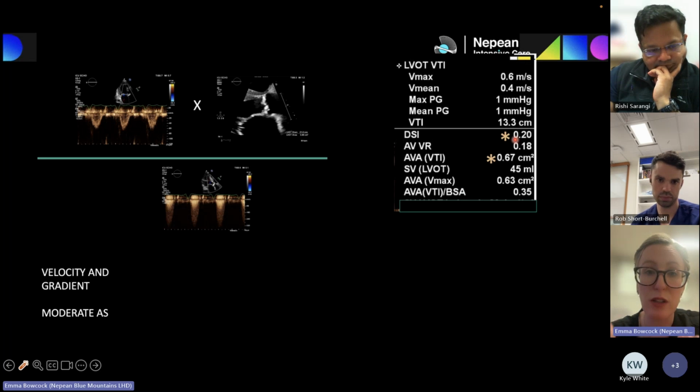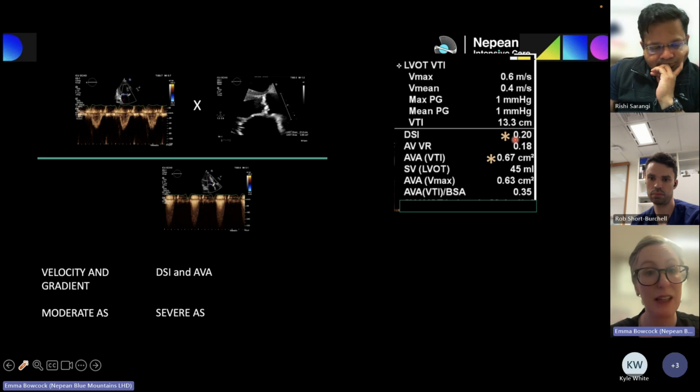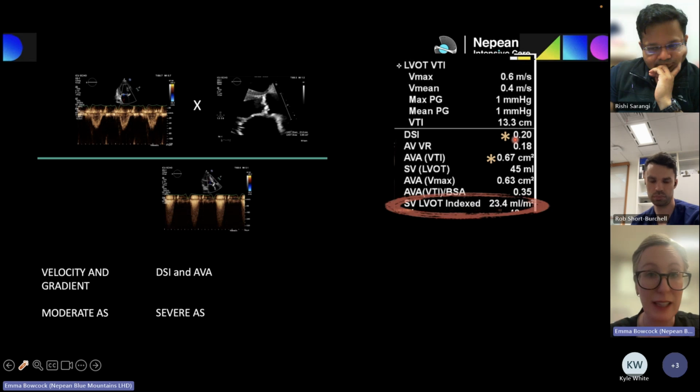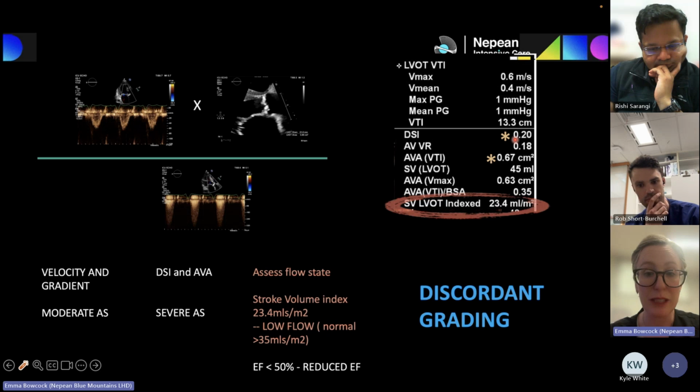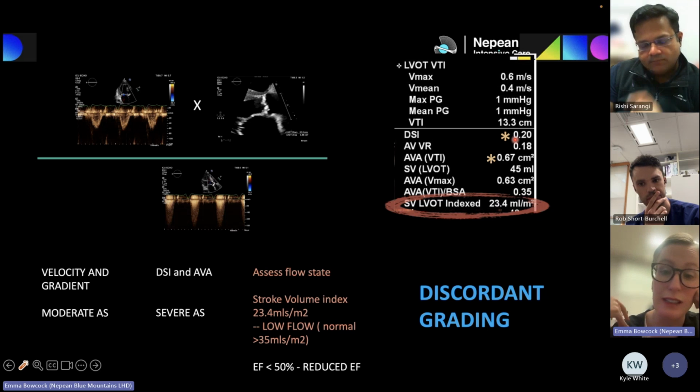So now we have a patient where the 2D appearance looks like it's severe to me. The LV is down, the flow state is down. So we've got velocities and gradients that are coming up as moderate AS, but our DSI and our aortic valve area are coming as severe AS. Oh, there it is. The stroke volume index is less than 35. It's 23.4. So we are dealing with low flow, low gradient, potentially severe aortic stenosis. So low flow, low gradient AS. And this is discordant grading. So this makes it really tricky to then know, is this true severe or is this pseudo severe?